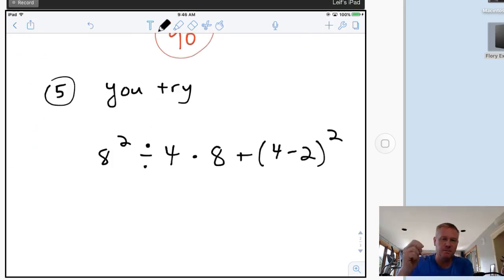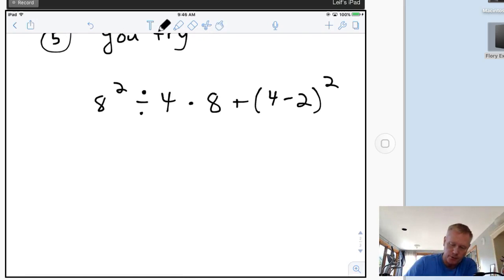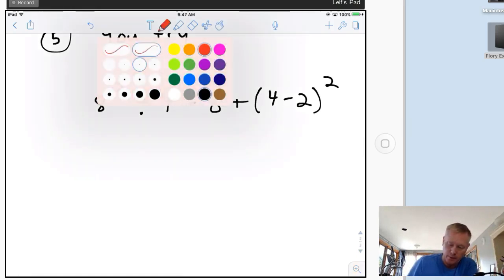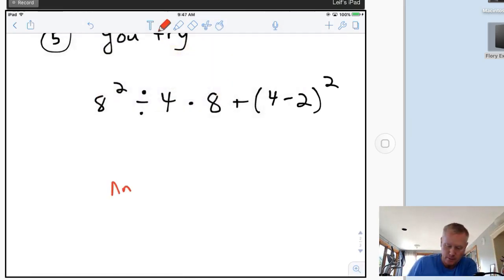All right, so I'm going to have you guys do a you try, which means you try the problem on your own. You should do this on your own, see what kind of answer you get, and then you can bring it to class and show me what you got. Now, I'm going to be kind because it's one of the first classes here, and I'm going to give you the answer so you can know if you got it right or not.